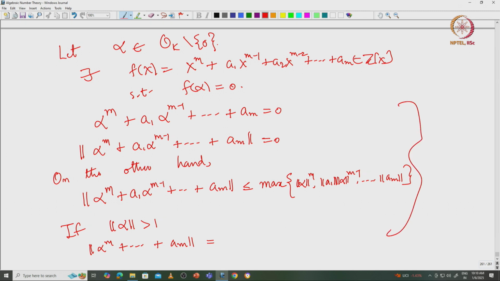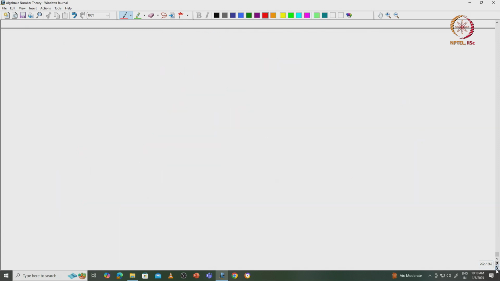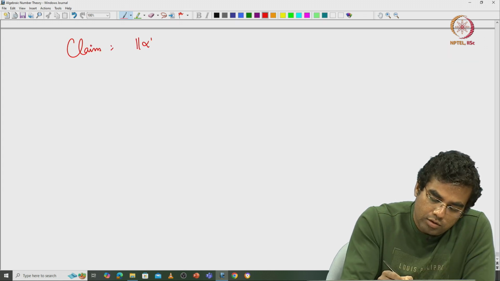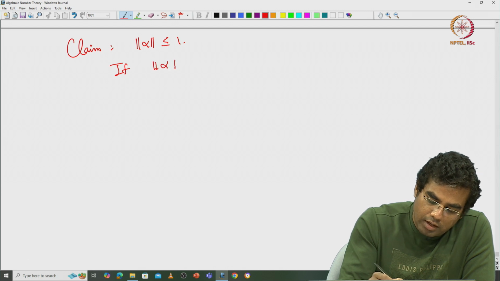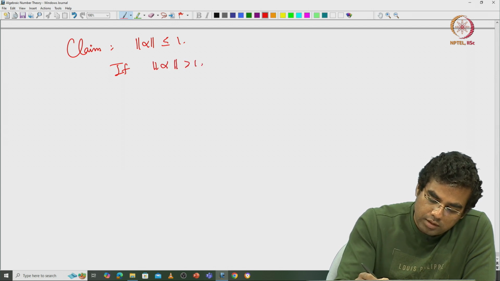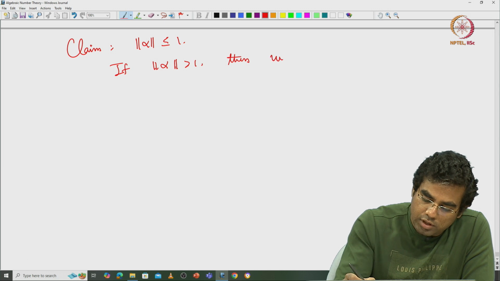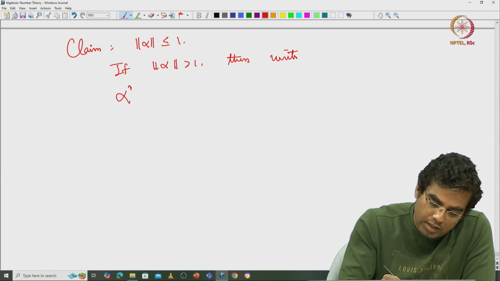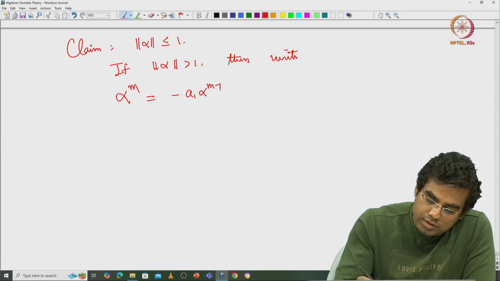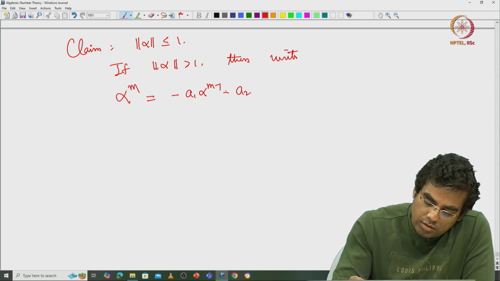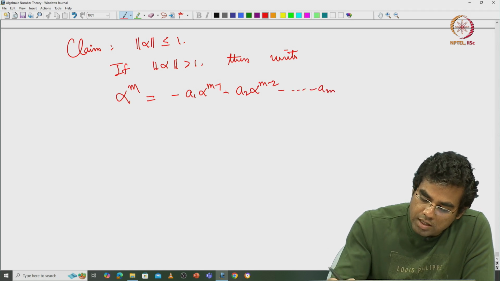Okay, so let me scratch this part and redo this. Do not worry about that. My claim is that valuation of alpha is less than or equal to 1. If valuation of alpha is bigger than 1, then I want to get a contradiction. So what I will do is write alpha to the m as minus a1 alpha to the m minus 1, minus a2 alpha to the m minus 2, and so on up to minus am.